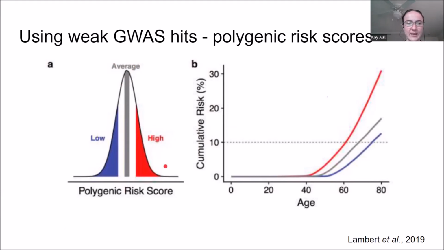But you'll have things like, I believe this particular study was breast cancer risk, and you can calculate a score of how likely you are to get breast cancer. And if you look at the people who are out on this high tail, they will start to show their risk earlier, and they will have an overall increased risk over time.